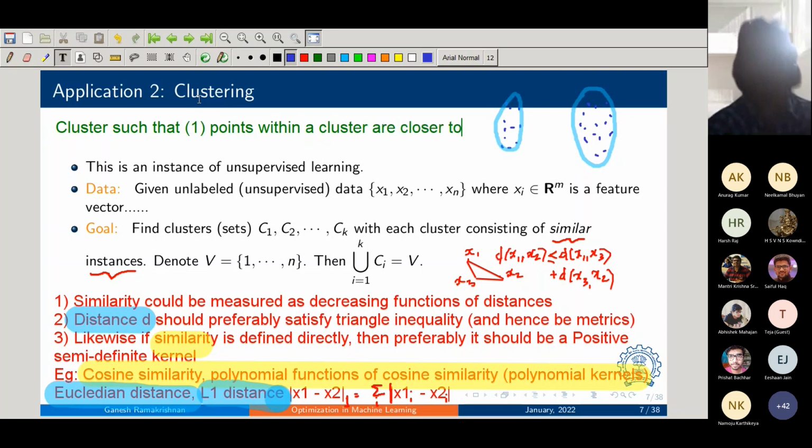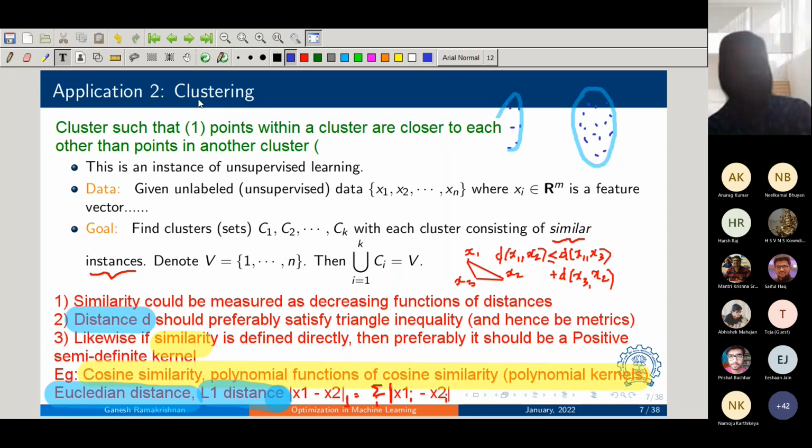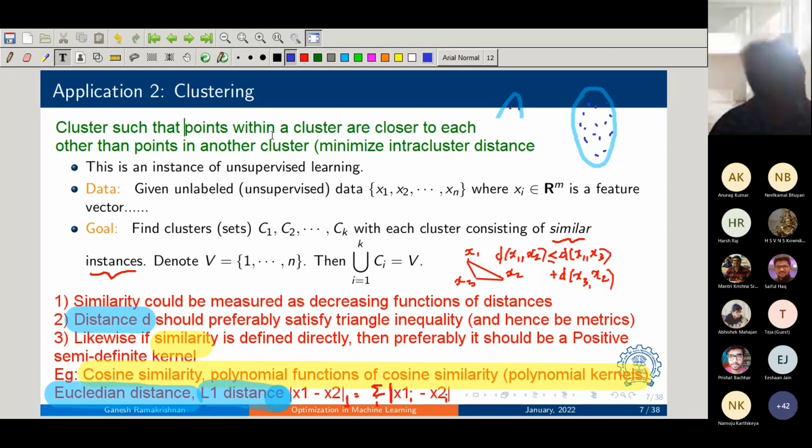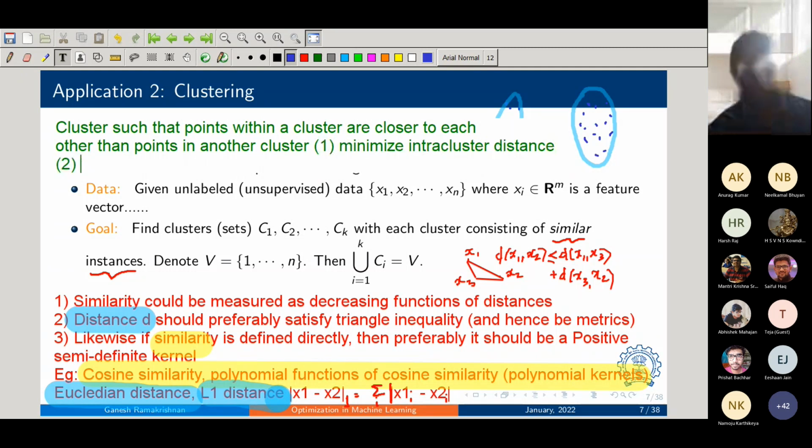Points within a cluster are closer to each other, and points in another cluster are farther away. So what we are saying, optimization-wise, is to minimize intra-cluster distances. So there are two criteria. One is to minimize intra-cluster distance, and the other is to maximize inter-cluster distance.